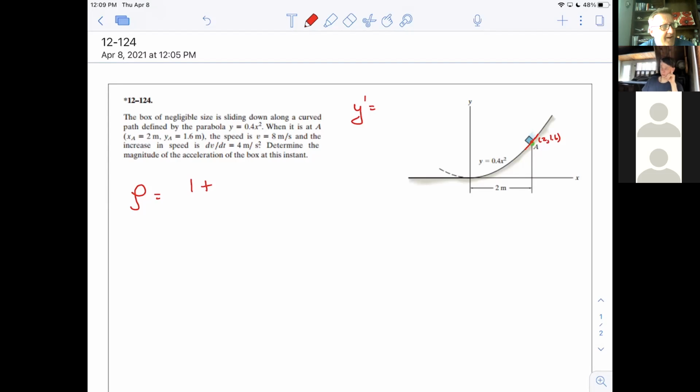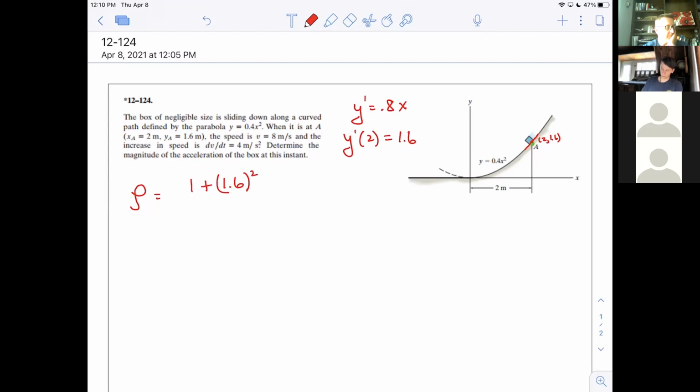What's the power rule say? Since this is just a parabola, I take that exponent of 2, multiply it down front so it becomes 0.8, and then that x squared becomes x to the 1. So there's my first derivative. And I know what that is at the point where x is 2. Notice my derivative only calls for x. So it's 1 plus the derivative squared.